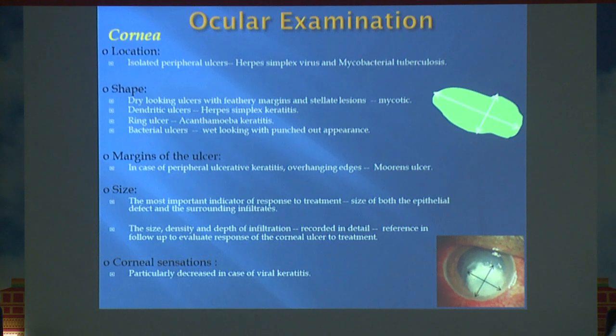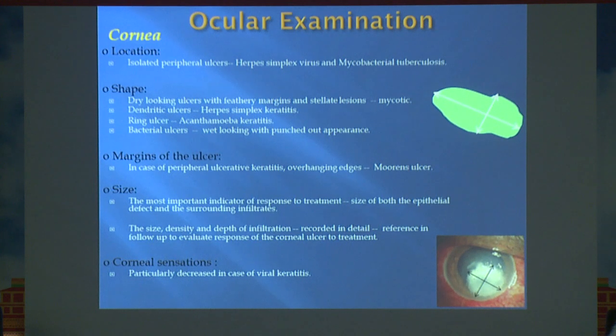If there is isolated peripheral ulcer, then there may be chances of herpes simplex virus or mycobacterial tuberculosis. If dry looking ulcer with feathery margin and satellite lesion, there may be chances of mycotic keratitis. Dendritic ulcers are seen in herpes simplex keratitis. Ring ulcers are seen in acanthamoeba keratitis, and bacterial ulcers are usually wet looking with punched out appearance. Margin of ulcer, in case of peripheral ulcerative keratitis, overhanging edges are there, and that may be because of Mooren's ulcer.